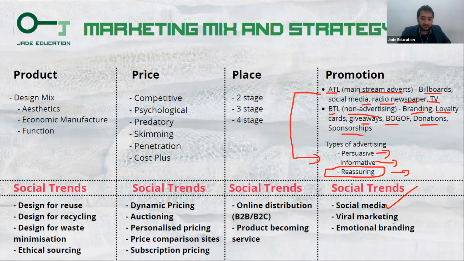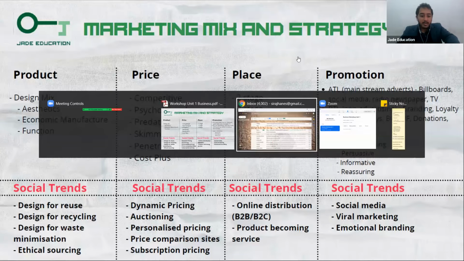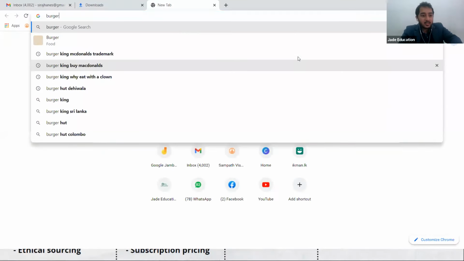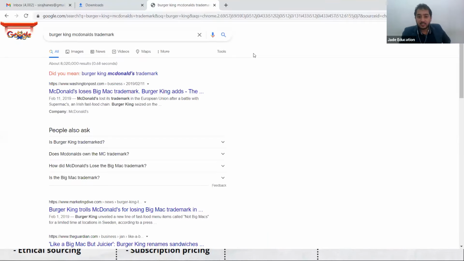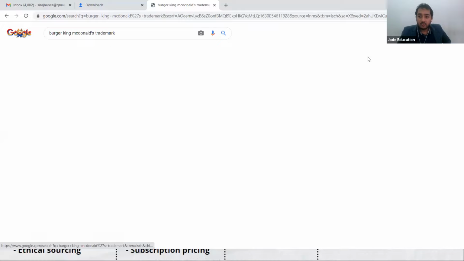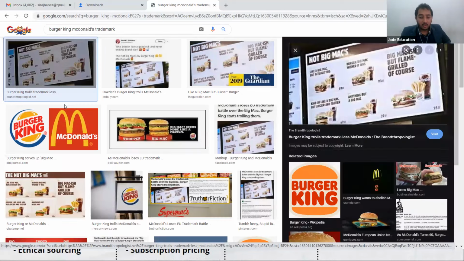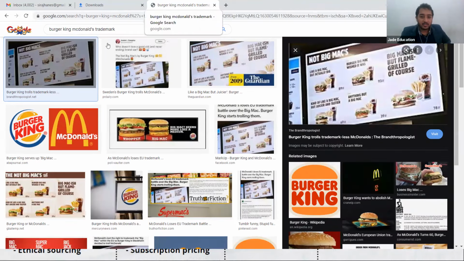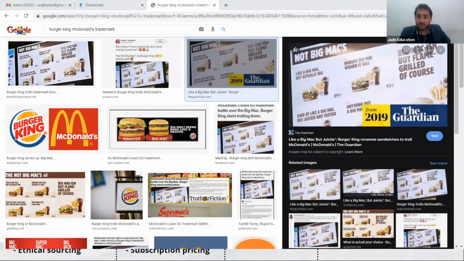Viral marketing. Now, we saw loads of ads that can go viral. I've showed some of y'all before. You have Burger King that is specialized in it. McDonald's had the Big Mac trademark. Well, they lost it. They lost the trademark in the UK or the EU, I think. Burger King went on with some really viral advertisement.